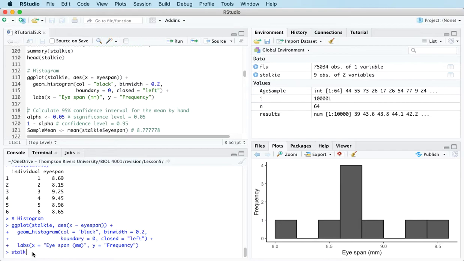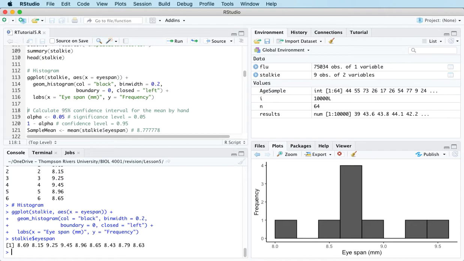Let's make sure I spell it right, otherwise it's going to give me an error. Okay, so we've got a pretty small data set here. So this is the data, and what we want to do is come up with a confidence interval for the population mean, if we're thinking about this sample as coming from a larger population.